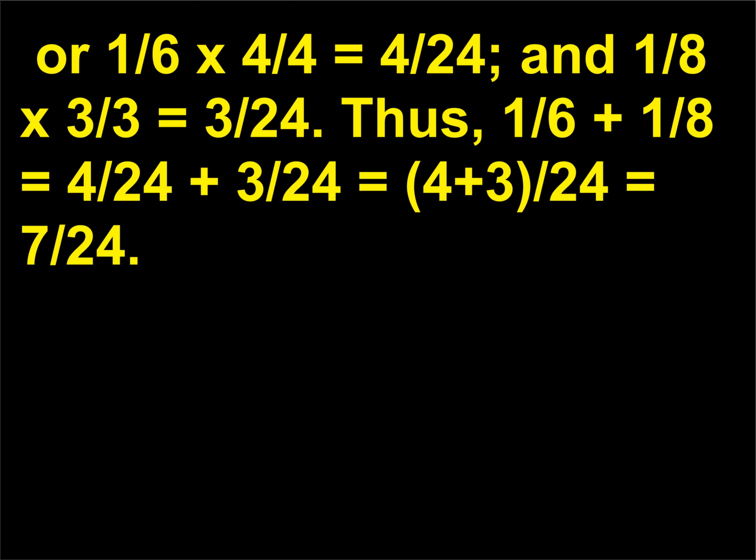Or 1/6 x 4/4 equals 4/24, and 1/8 x 3/3 equals 3/24. Thus, 1/6 plus 1/8 equals 4/24 plus 3/24 equals (4 plus 3)/24 equals 7/24.